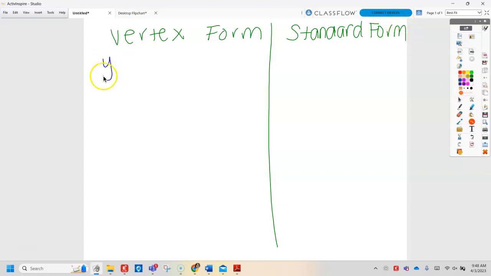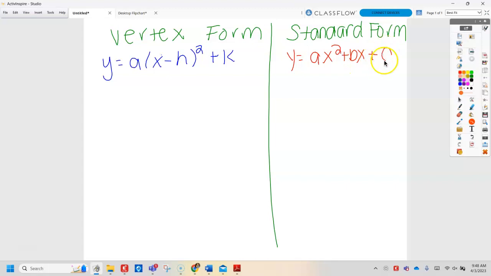So vertex form is y equals a(x minus h) squared plus k. Standard form is y equals ax squared plus bx plus c. Vertex form tells you exactly that. It shows you the vertex. Standard form is the more popular form that we worked on and focused on throughout the course of our study.